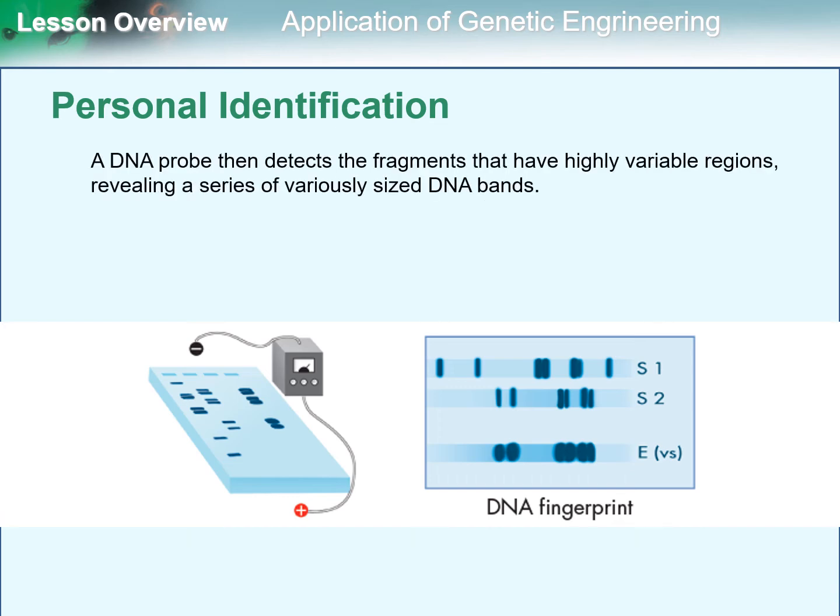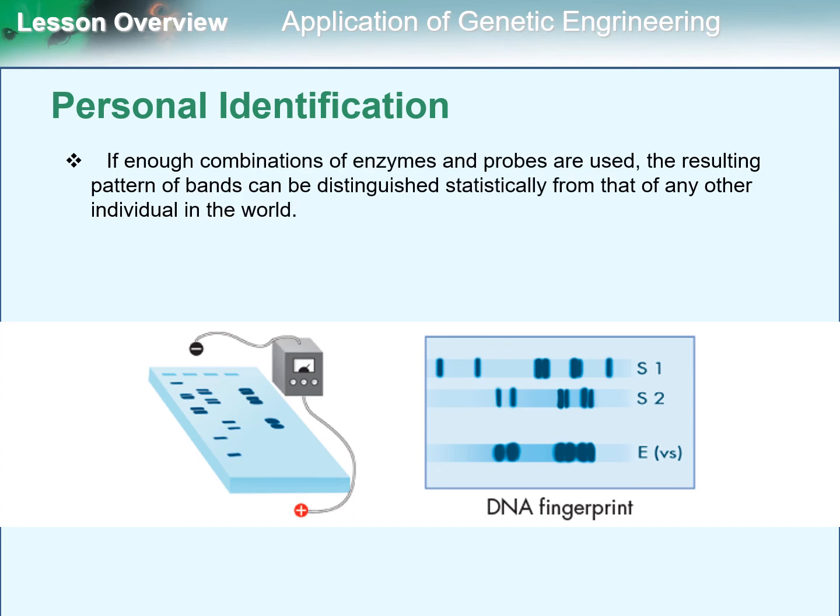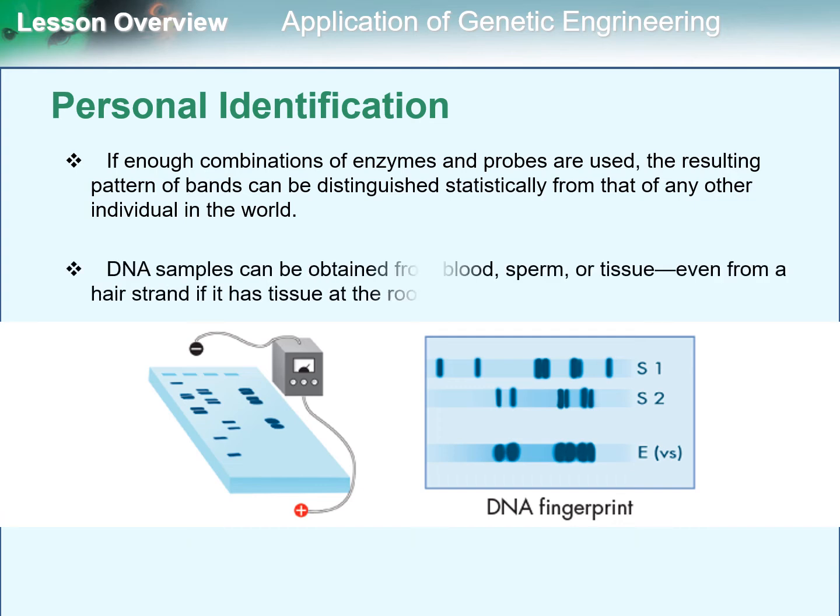A DNA probe detects the fragments that have highly variable regions, revealing a series of variously sized DNA bands. We've learned before that the shorter fragments move faster to the end of this gel plate. The longer bands stay here, separating these fragments into sizes. If enough combinations of enzymes and probes are used, the resulting patterns of bands can be distinguished statistically from that of any other individual in the world. DNA samples can be obtained from blood, sperm, or tissue, even from a hair strand if it has tissue at the root.